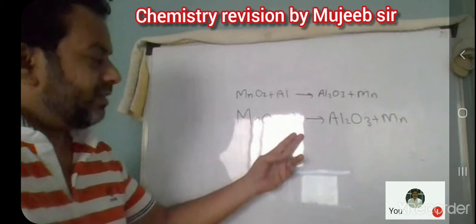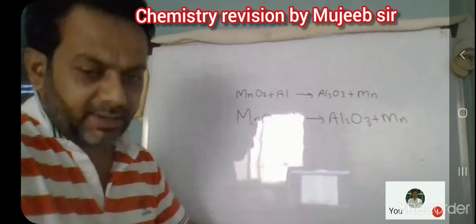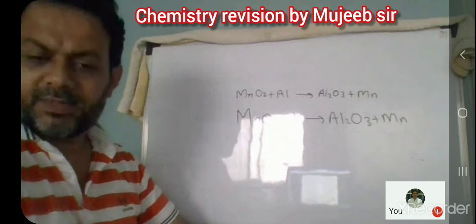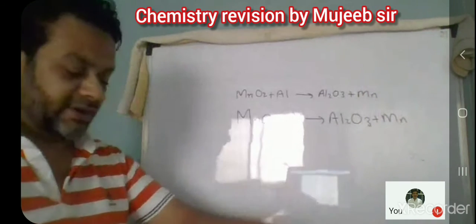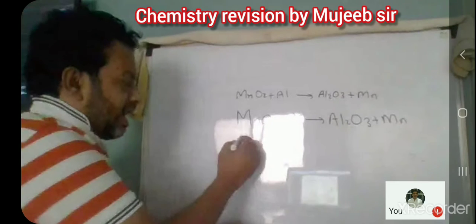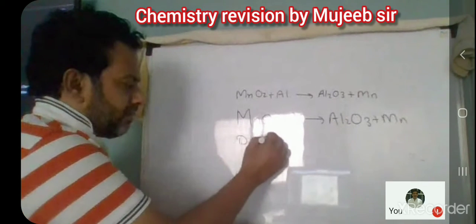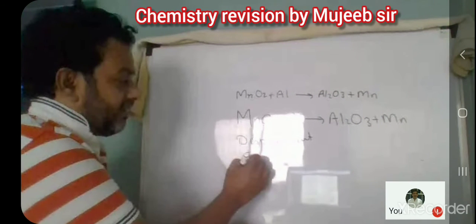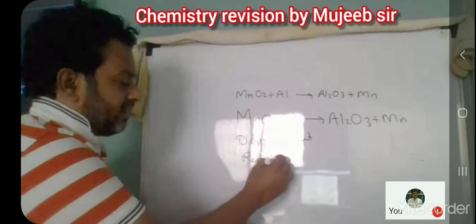MnO2 plus Al gives you Al2O3 plus Mn. Displacement. One correct answer: displacement reaction. Yes. And the second type? Oxidation. Redox. Oxidation reduction. Yes, redox reaction.